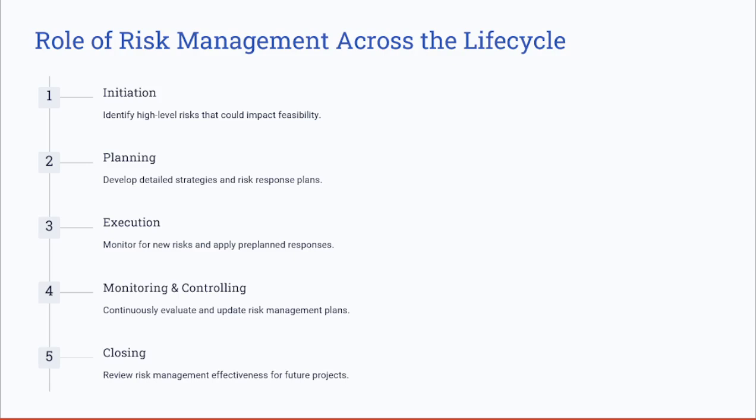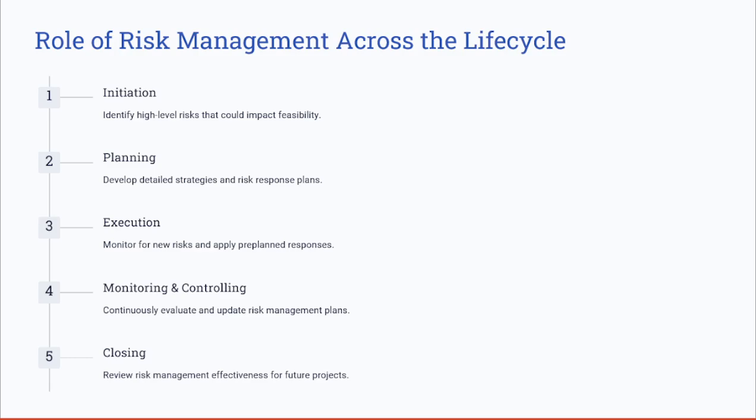So risk management is a continuous activity that spans all of the phases of the project life cycle. For example, during initiation, we identify high-level risks that could impact the feasibility. In the planning phase, we develop detailed strategies and risk response plans, including identifying the risks and performing qualitative and quantitative risk analysis. Also, we develop responses to handle any threat or opportunity when it comes.